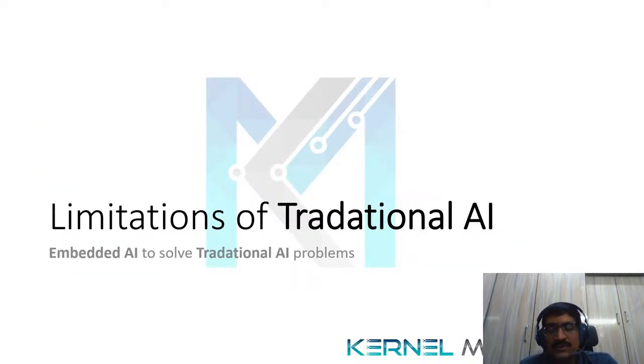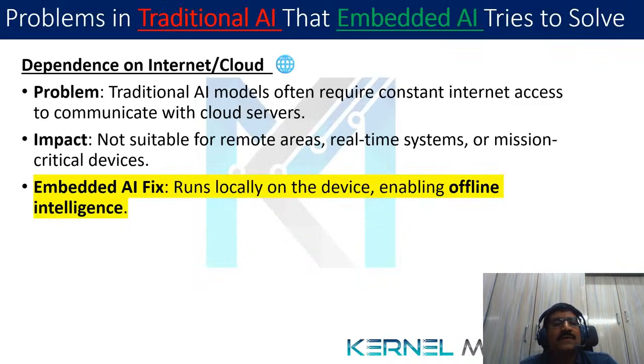Next, you can see the overall conclusion: limitations of traditional AI and how embedded AI resolves the traditional AI problems. You can see it problem by problem: problem one, solution one, like that. The first problem: problems in traditional AI that embedded AI tries to resolve.